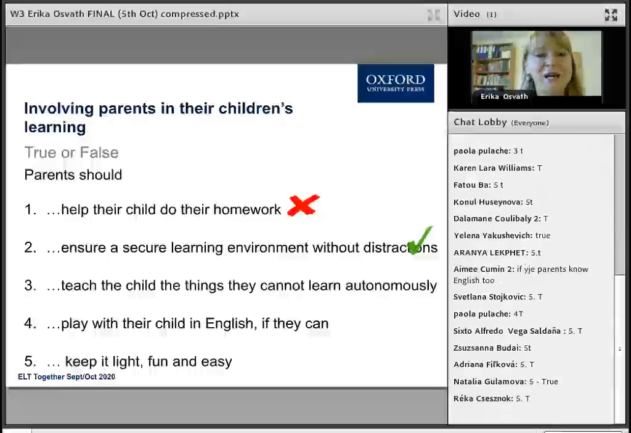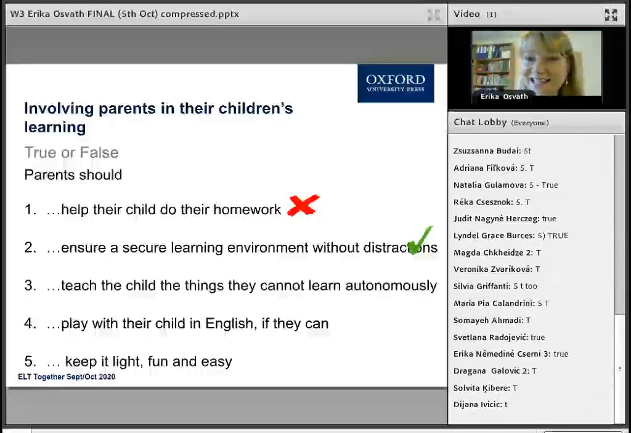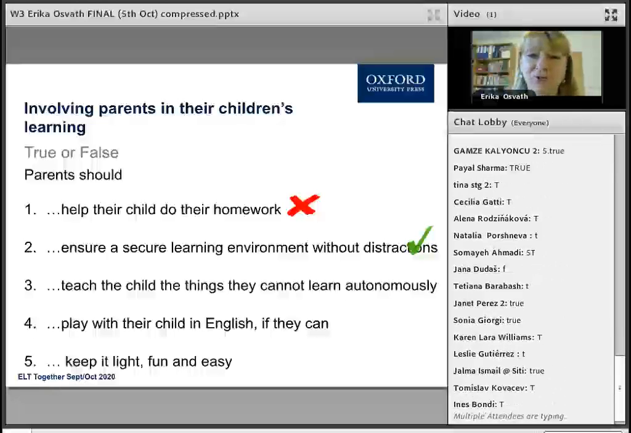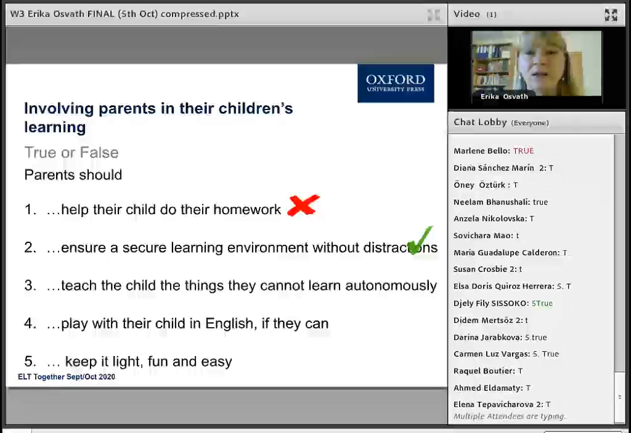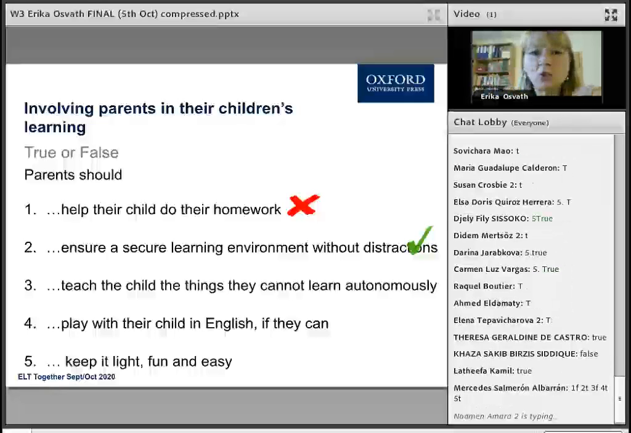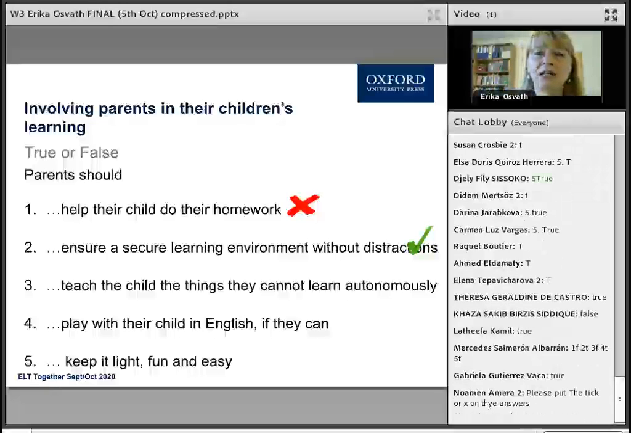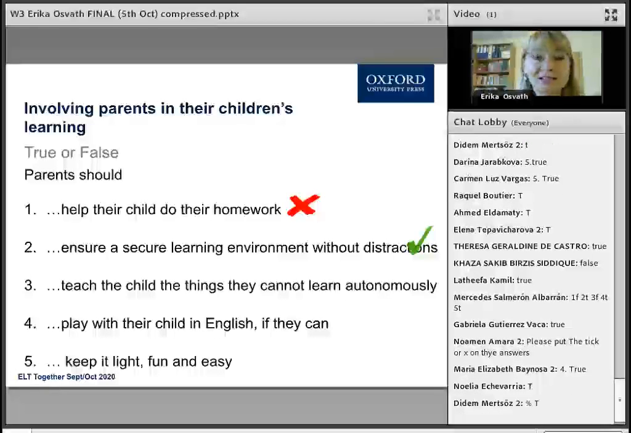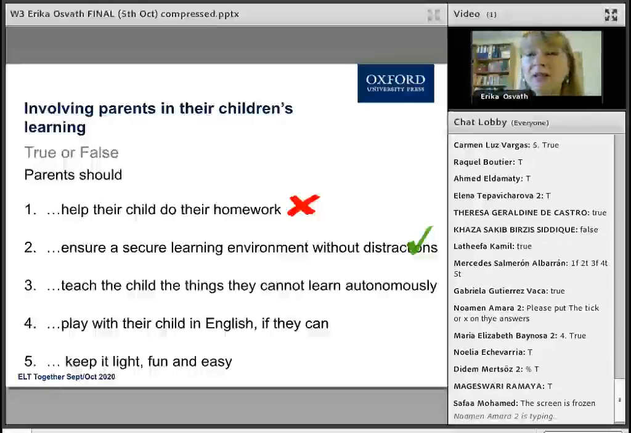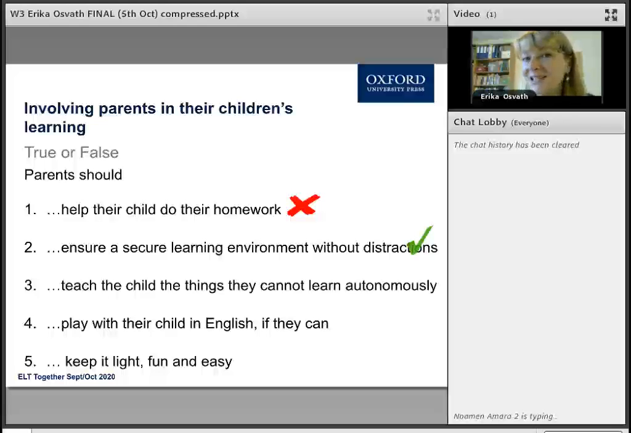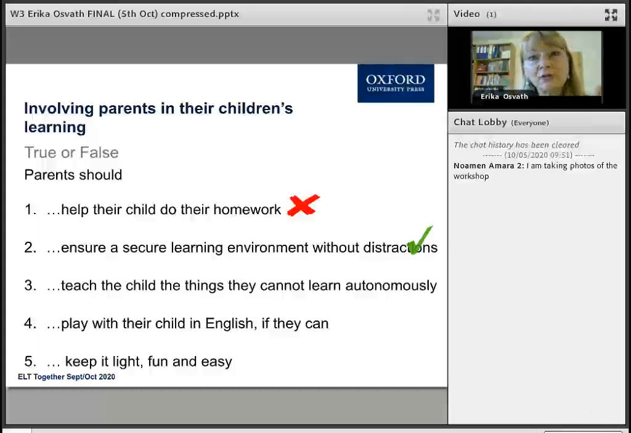And number five, parents should keep it light, fun, and easy. True or false? Absolutely true. Very often I find that parents feel that, oh my God, now I have to make sure that my daughter or my son will have great marks and we have to study a lot. No, especially not during the pandemic when everything is stressful enough. So we have to ensure a safe and fun learning environment where we revise a lot and we keep it light and fun. And it would be very important for us to support parents in feeling that, yes, all you need to do is just keep it light and fun, and just play with your child.